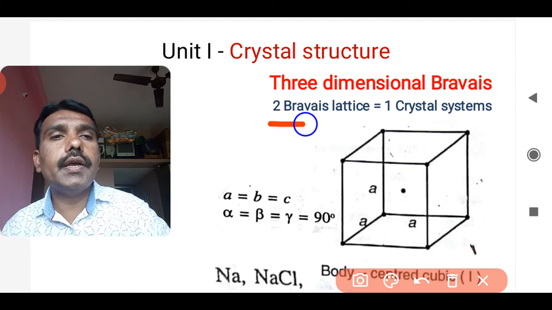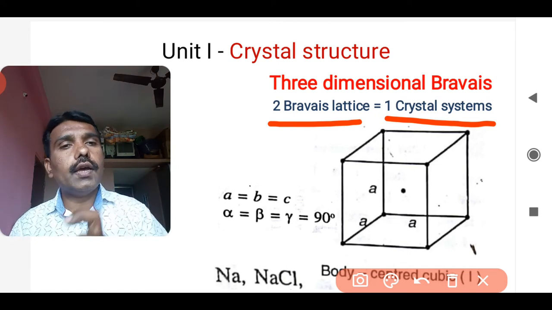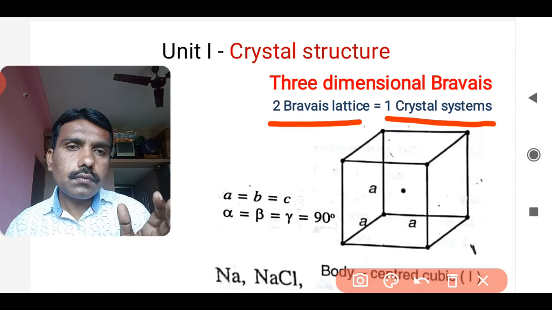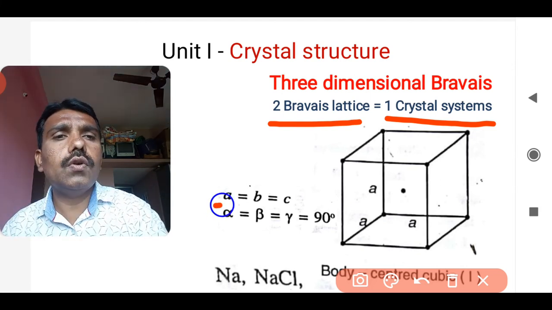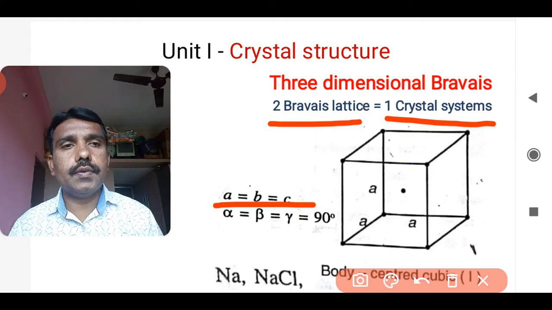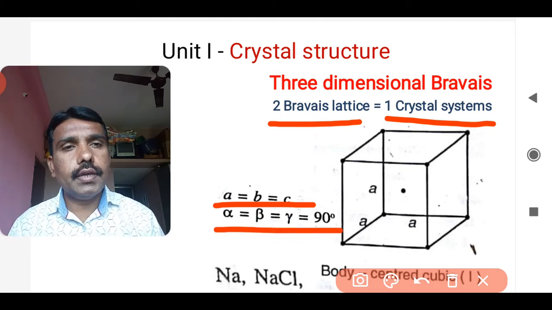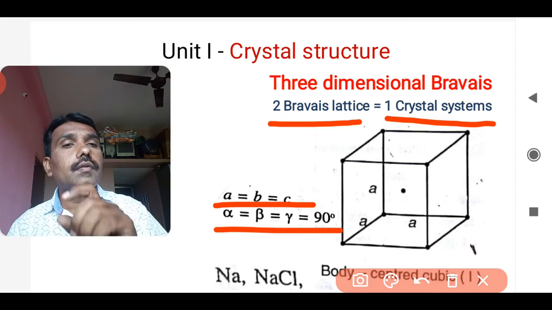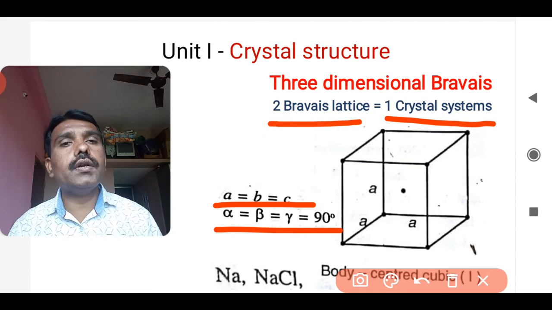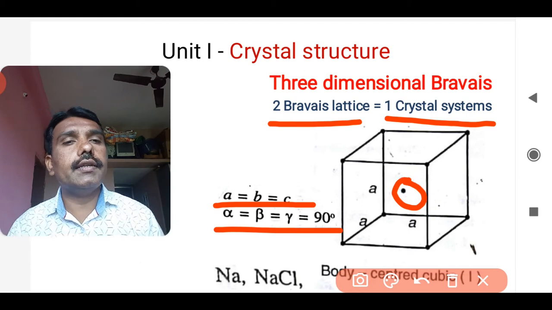This is the second Bravais lattice, and it is the same crystal system we are learning. When the crystal system is the same, a similar pattern shows, that is a is equal to b is equal to c, and alpha, beta and gamma are 90 degrees. All things are similar to the primitive simple cubic, but only one thing is added, that is one atom exactly at the center of the body.